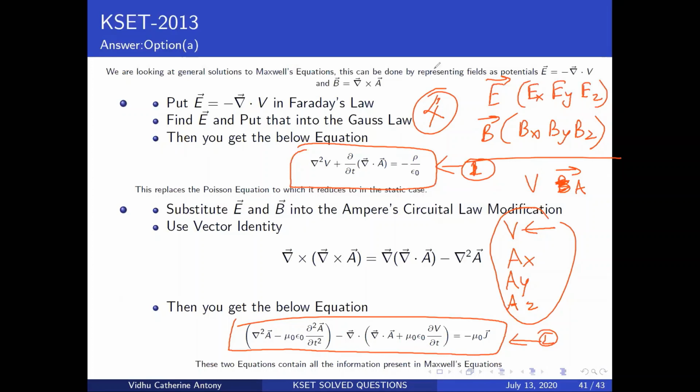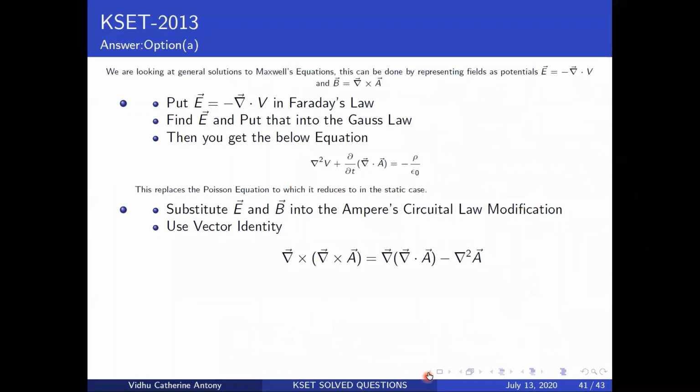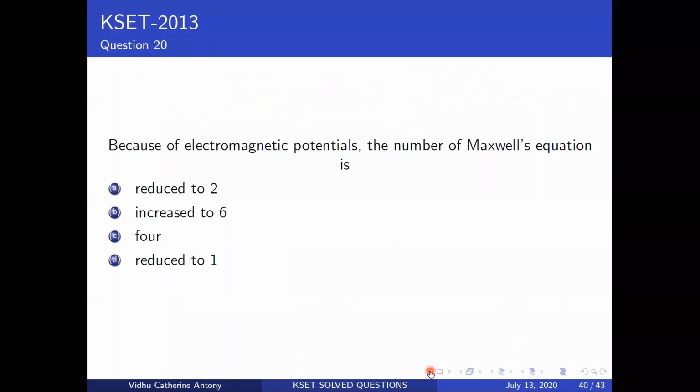So if we go back, because of the electromagnetic potentials, by introducing them, what happened? Your Maxwell equations are reduced to two equations.